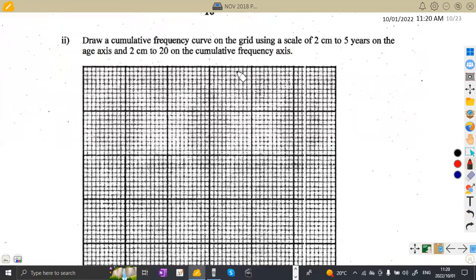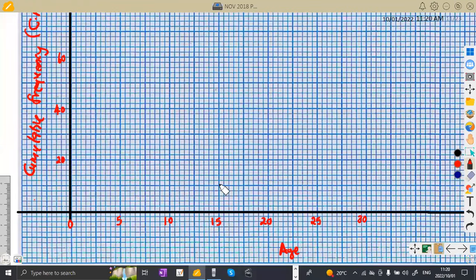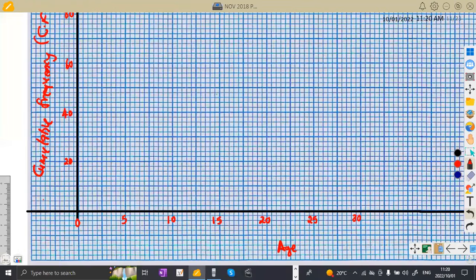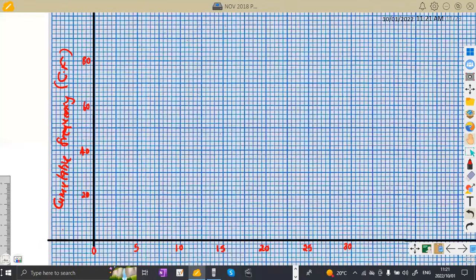Draw the cumulative frequency curve on the grid using a scale of 2 centimeters to represent 5 years on the age axis. Remember the age, that is the horizontal. And on the cumulative frequency, you are now using 2 centimeters to represent 20 units. This one has to be a smooth curve. Because this graph is not clear, I have made another sketch here according to that information.